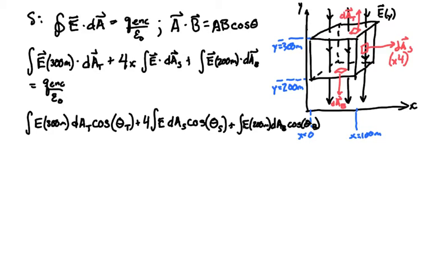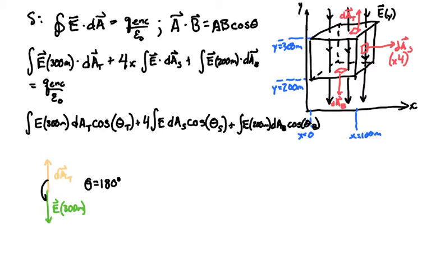Okay, now how do we figure out what each of these angles are? Well, I'm going to do one for you, and then I'm going to ask you to do the same for the others. So I'll start with the first one. Our electric field is pointing down. Electric field at 300 meters. And our differential area vector for our top surface is pointing normal and away from the surface. So the angle between our vectors is 180 degrees.